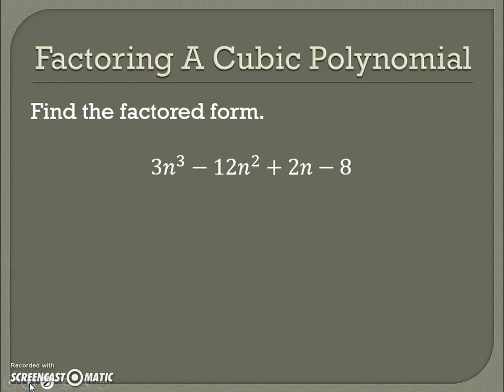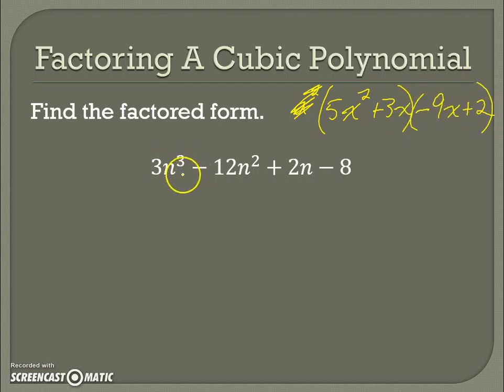All right, so factoring a cubic polynomial. It says find the factored form. When we're doing this, what we're going to be looking at is grouping different things. Just like when we had the other problems, where I might have something like 5x squared plus 3x minus 9x plus 2, I would set these things apart by putting parentheses around them. That's what you're going to do with these when they have four terms. So I'm going to set these apart with parentheses.